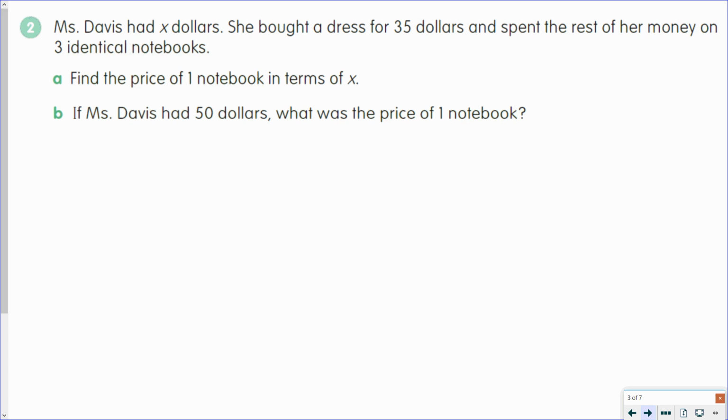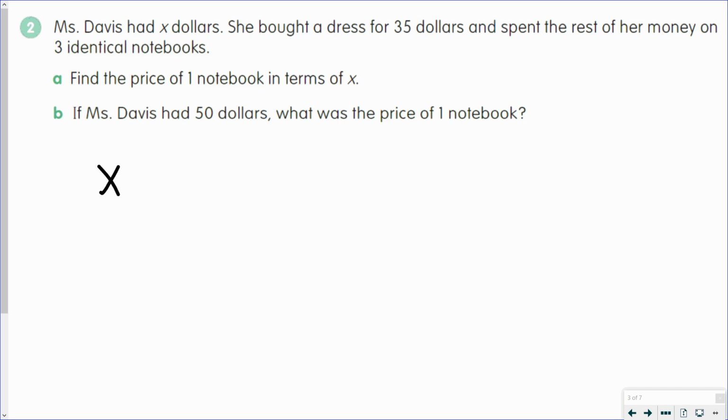Ms. Davis had X dollars. She bought a dress for $35 and spent the rest of her money on 3 identical notebooks. So for part A, we want to find the price of 1 notebook in terms of X. So again, we're going to build our expression. So Ms. Davis had X dollars. So we're going to start with that.